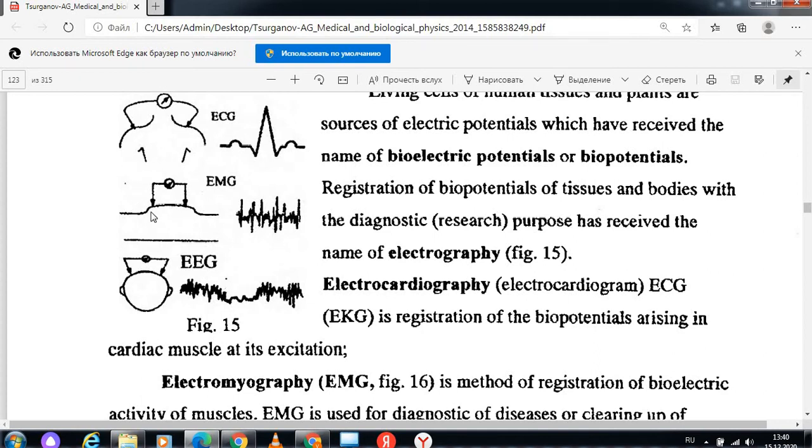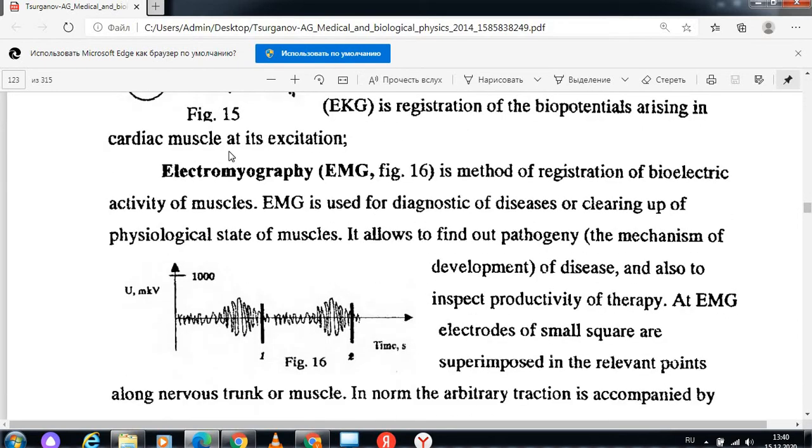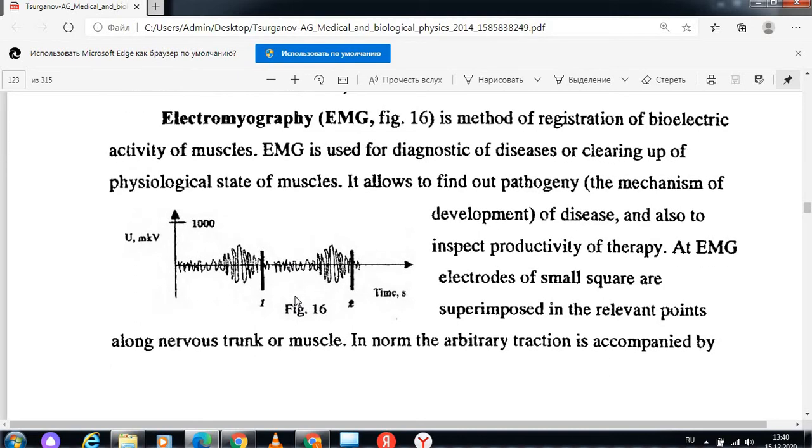Electromyography, EMG. Yes, it's a method of registration of bioelectrical activity of the muscles. EMG is used for diagnostics of diseases or clearing up the physiological state of the muscles. It allows us to find out the pathogeny, the mechanism of development of disease, how it works, and also to inspect the productivity of therapy.